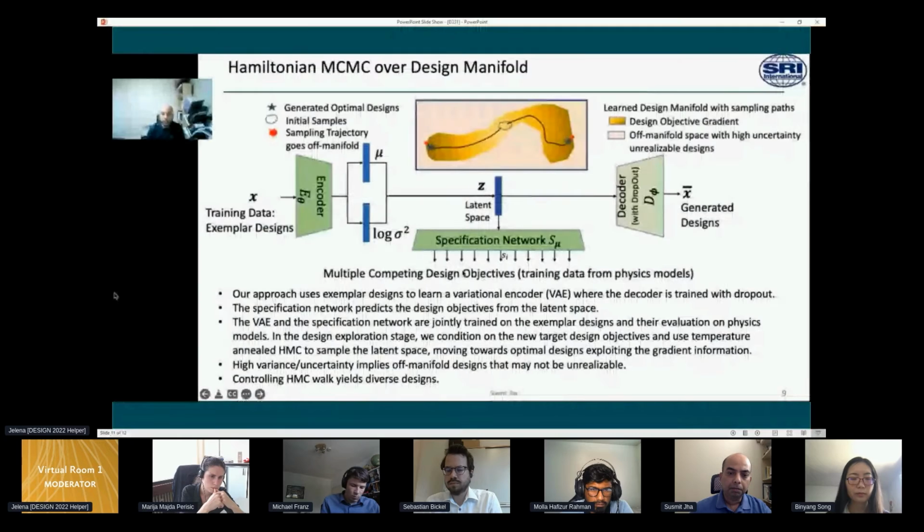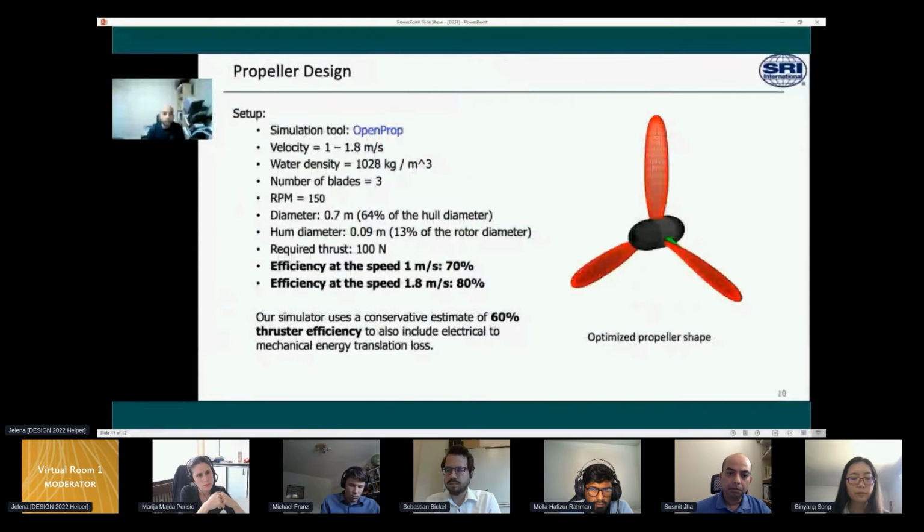And we're going to demonstrate this approach on the design of propellers, which is a subsystem that is common to unmanned air vehicles, urban air mobility vehicles, as well as unmanned underwater vehicles. We use OpenProp, which is a simulation tool used even for manual design of propellers, as our scientific model, and we use that to generate data from which we learn the surrogate model that is then used to do the design.